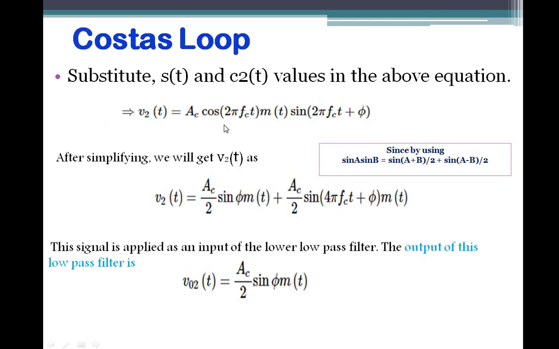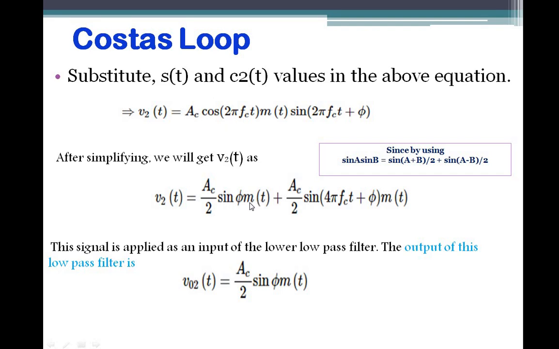Now by substituting the values, what will you get? Now see the formula, the sin A cos B formula. I have written it wrong, sorry. So the cos A sin B formula is equal to sin(A plus B)/2 plus sin(A minus B)/2. After simplifying all this, you will get V2 of t is equal to AC by 2 sin of m of t.